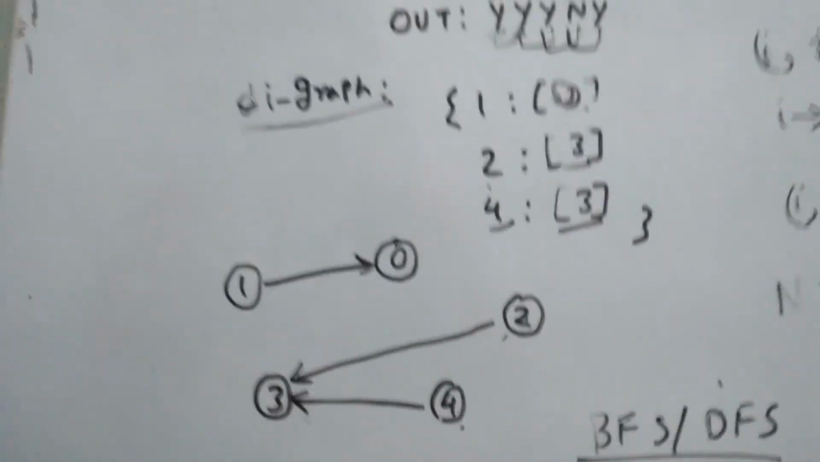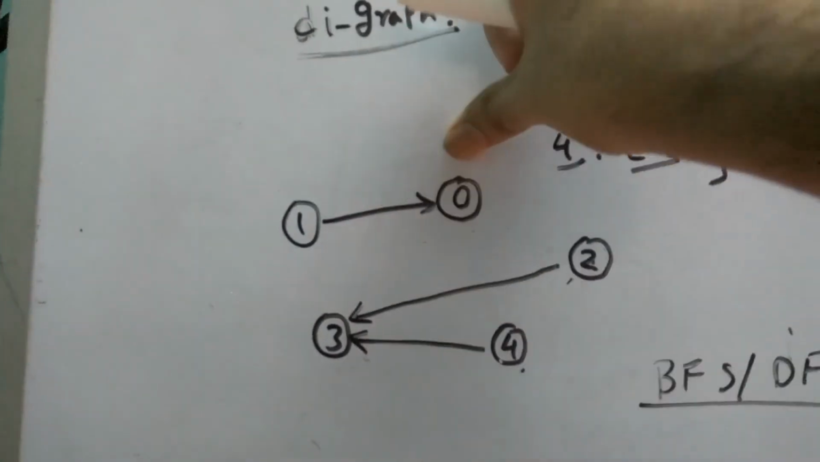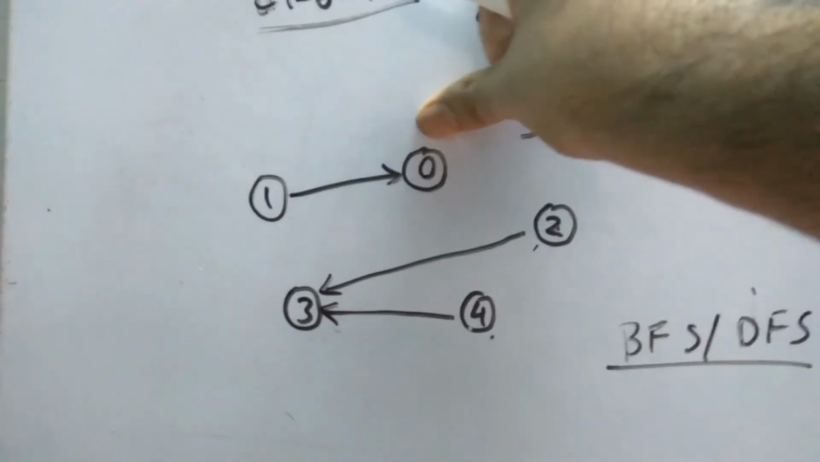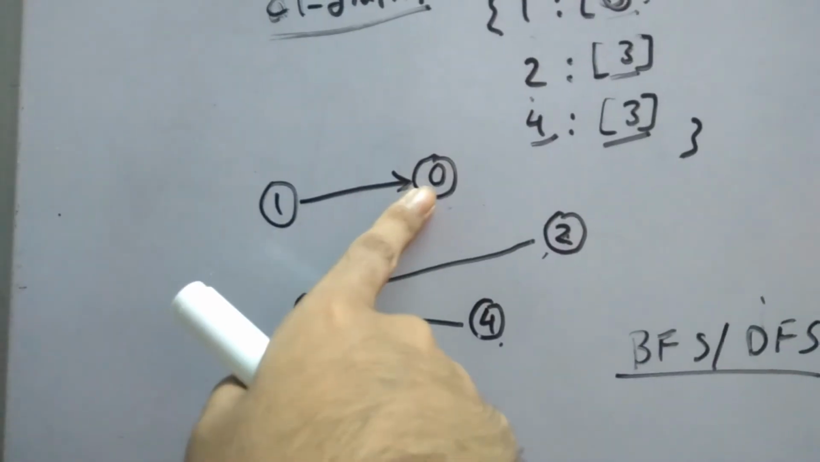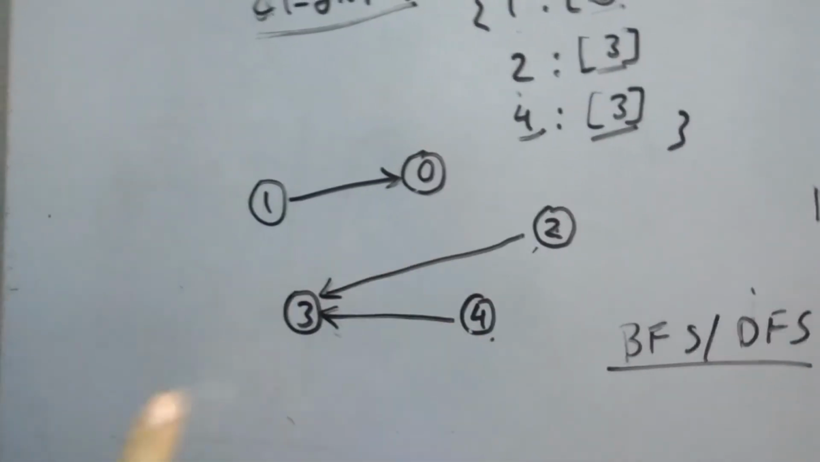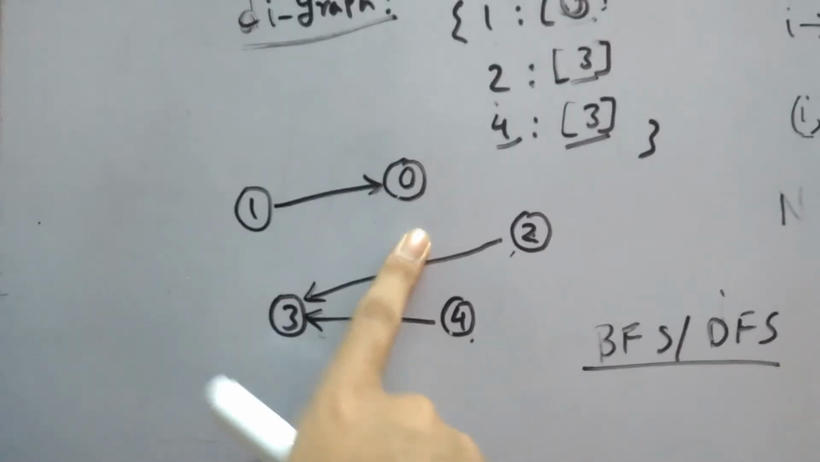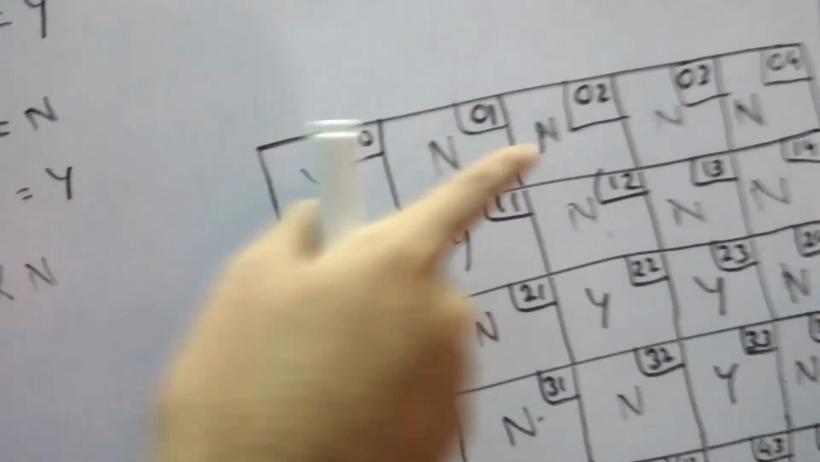So what we will do is start from each node, let's say, 0. From 0, what are the nodes reachable? From 0 there are no nodes reachable, because from 0 the in degree is 1 but no out degree, nothing is going out from 0. So for 0, the whole 0th row except 0 0 will be no, because there is no other city reachable from here.